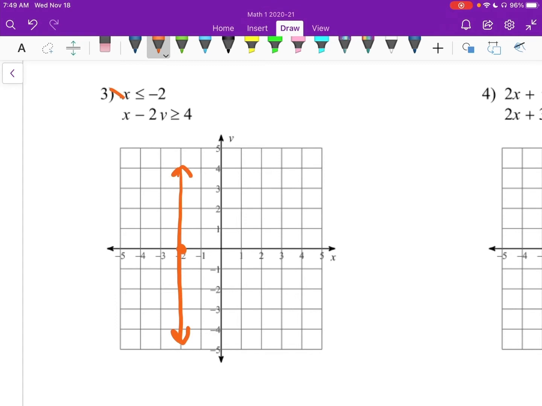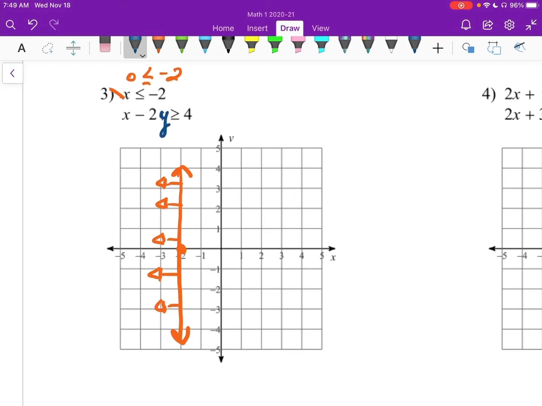Now to plug in 0. If I say, well, 0 is less than or equal to negative 2. Well, is 0 smaller than negative 2? No. So I'm going to shade away. Like that.